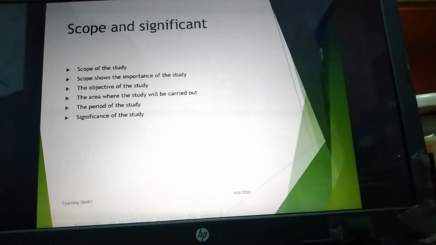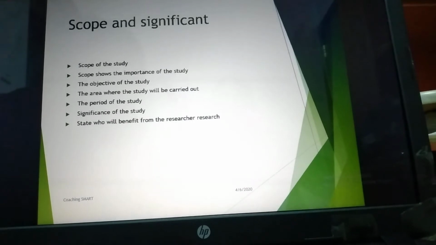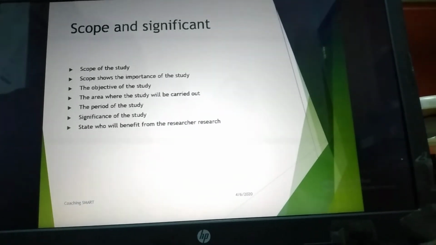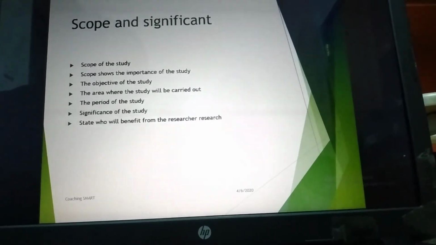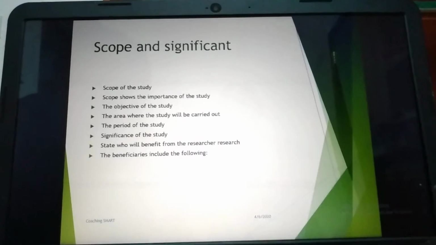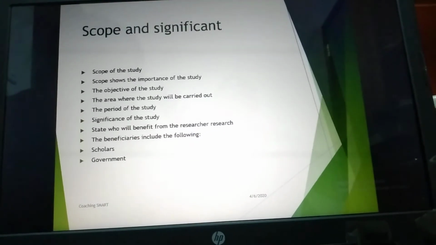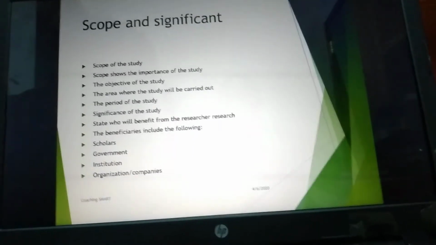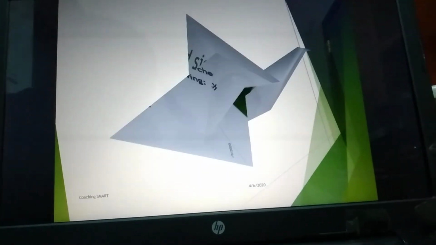Significance of the study. We are looking at the states who will benefit from the researcher's research. So who will be the beneficiaries? Who will benefit from your study? So the beneficiaries include the following: the scholars, the government, the institution, organization or companies, students, and these are the beneficiaries of your study.